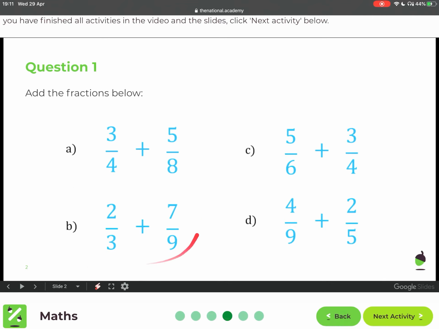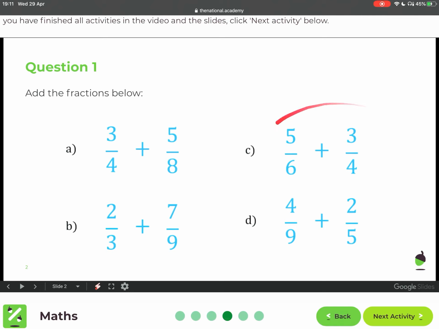Now B here, do this and this times by 3, which would be 9/6. So then do 6 and 7, which would be 13, so the answer would be 1 and 4/9 here.